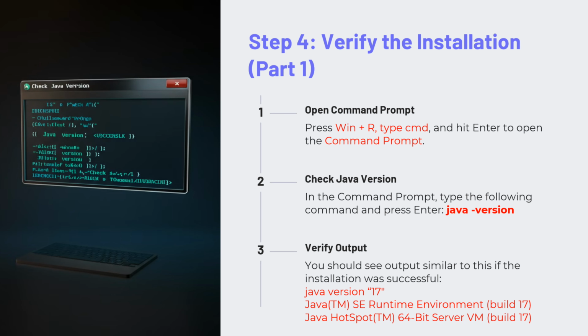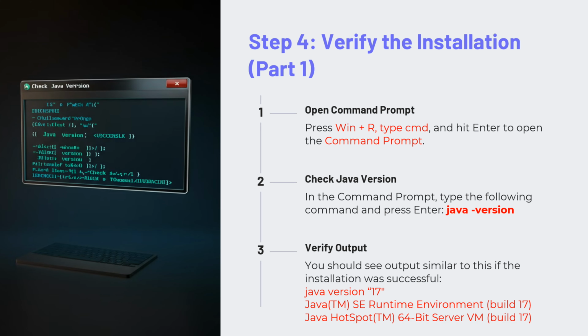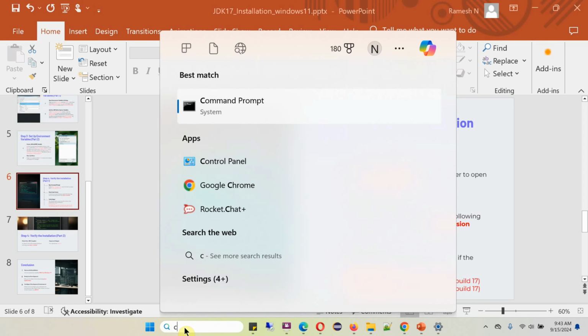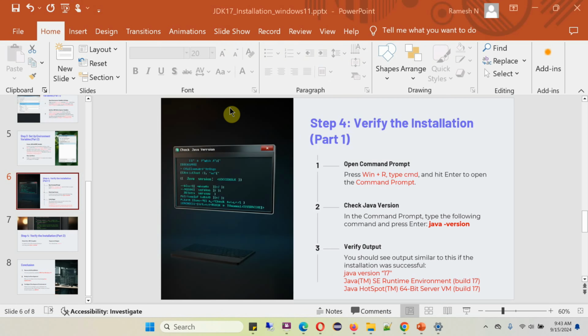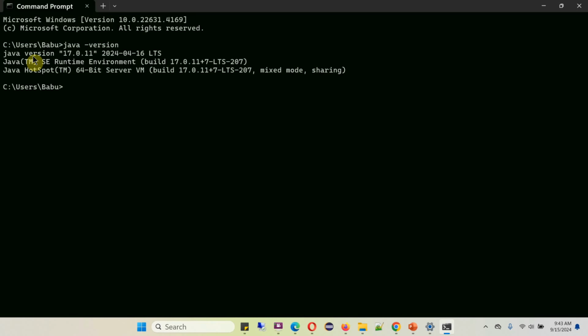Next we have to verify the installation. For that, open command prompt, then check the Java version using the command java -version and you can verify the output. The output will be similar to this. Open command prompt, java -version, and here you can see the output. And from this we can confirm JDK 17 is successfully installed.